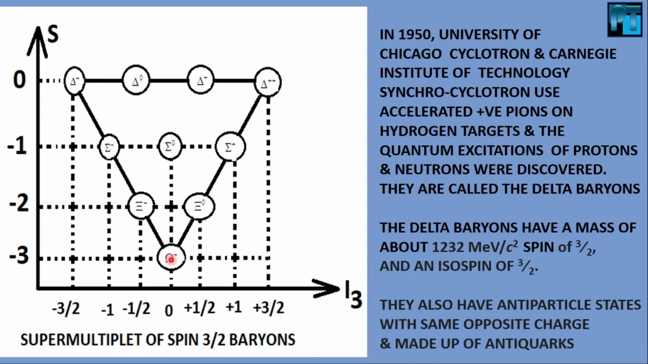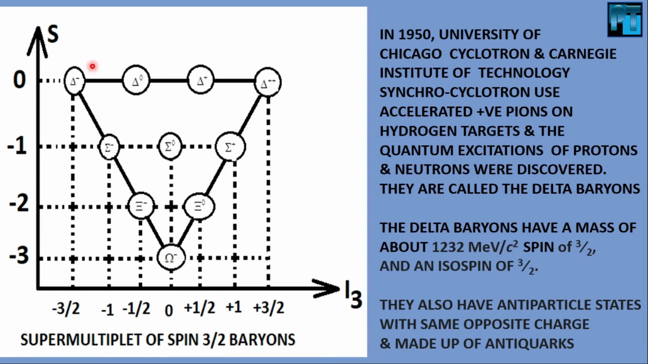More precisely, they have masses way higher than proton and neutron, but behave like proton and neutron. That's why they are called the quantum excited states of protons and neutrons. And the scientists named them delta particles.